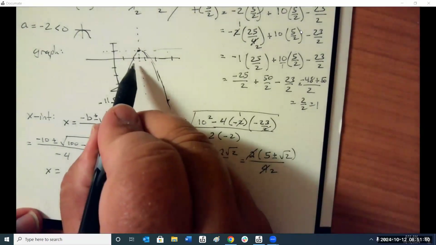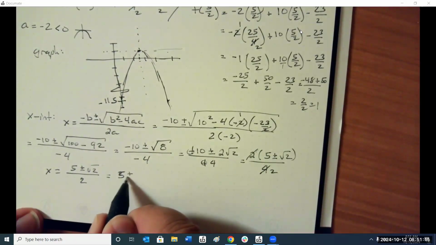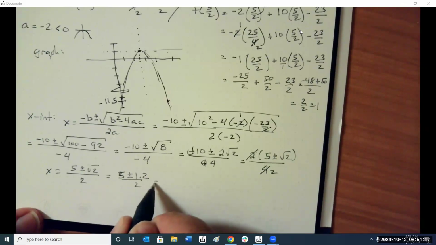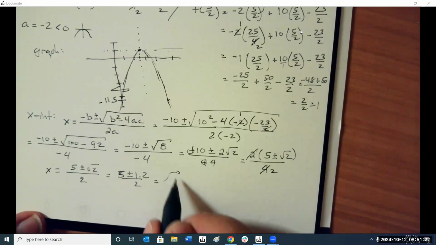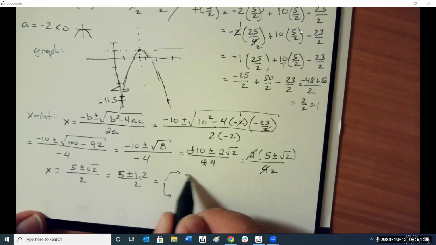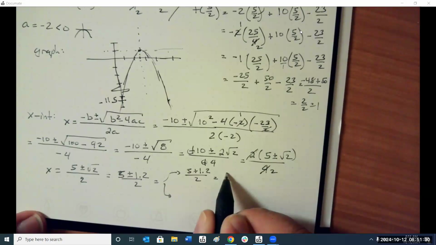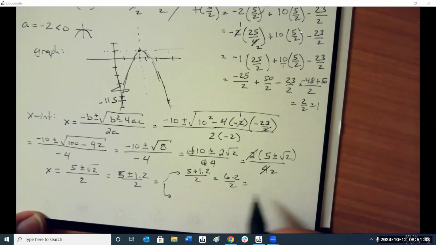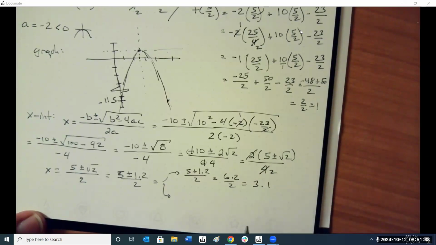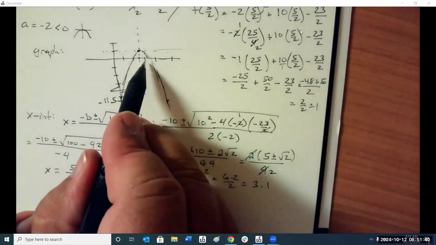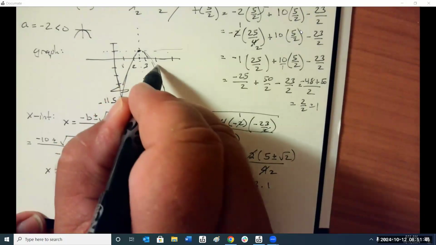And if you look at it, it's pretty close to what our graph says. Say 5 plus or minus 1.2 over 2. We have 5 plus 1.2 over 2, which makes it 6.2 over 2. 2 goes into 6 3 times, 2 goes into 2 once. So at 3.1, yeah, it's pretty close. Remember, this is 1, 2, 3, 4, 5.